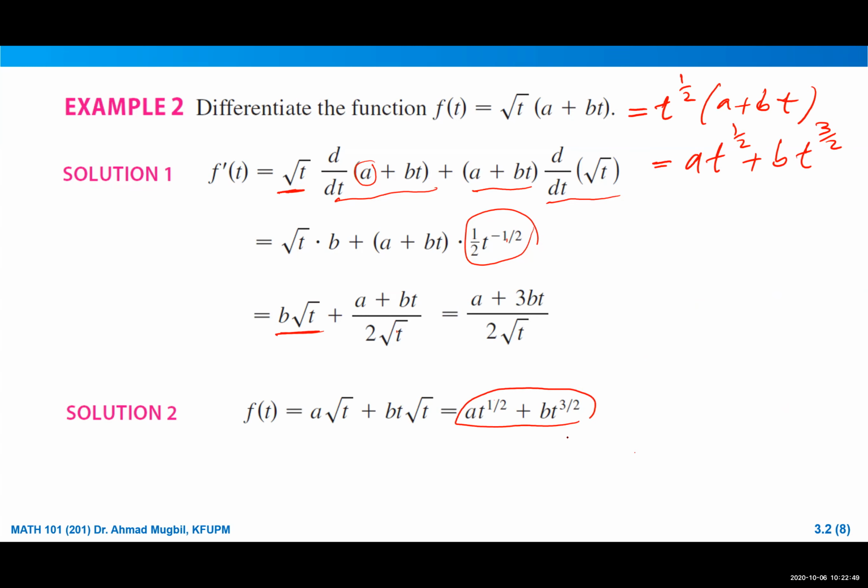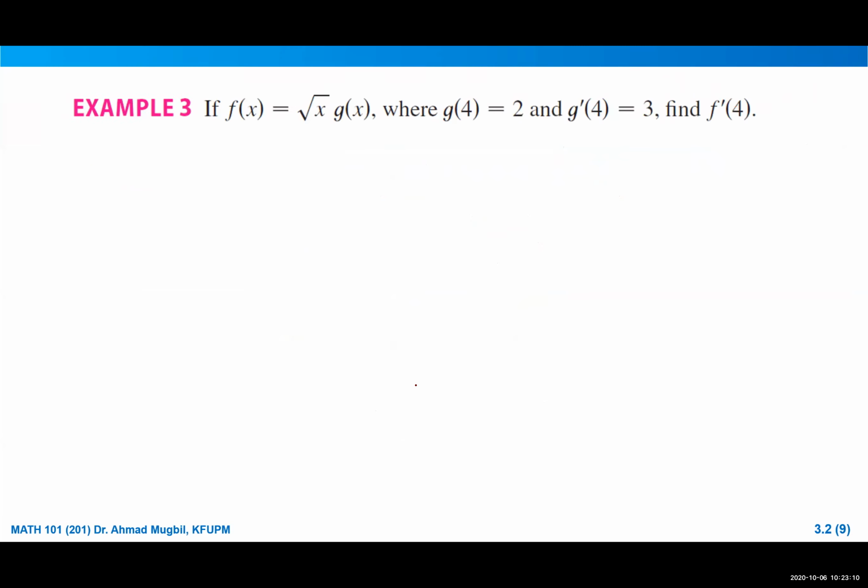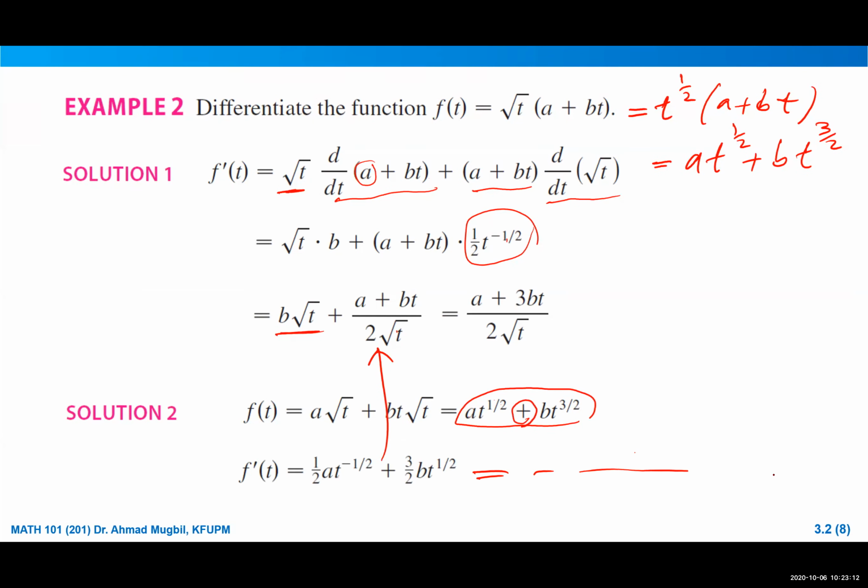Now the derivatives will be easy. If you want to find the derivative, it is a sum, so you will just apply the sum rule. What will the derivative be? The derivative will be a half times a t to the power a half minus 1, which is negative a half, plus 3 over 2 b t to the power a half, because 3 over 2 minus 1 is a half. Now you can simplify it. Now it is a matter of writing it in this way. It is a matter of simplifying. If you want, you can continue.